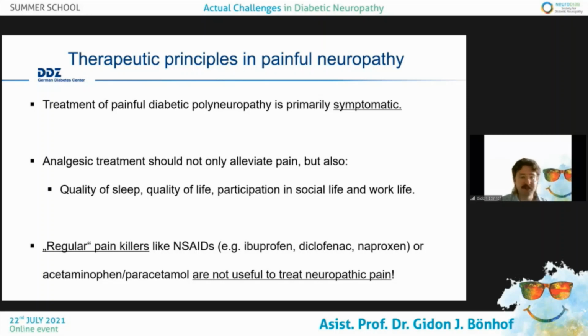And last but not least, regular painkillers that patients often take against headaches or stomach ache, etc., are not useful to treat neuropathic pain. So please avoid prescribing ibuprofen or naproxen or paracetamol in those patients. In the good case, it does not work. In the worst case, it damages liver or kidney. So it's not useful to use that or to recommend that.